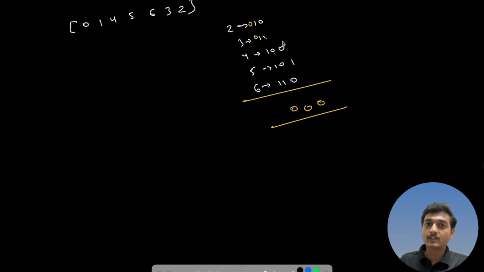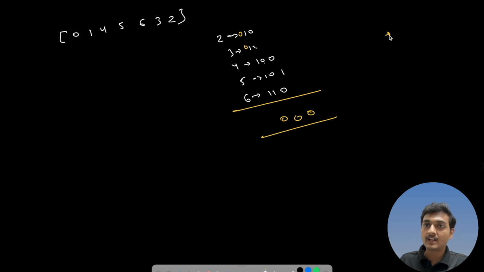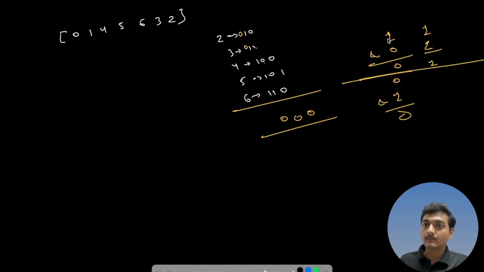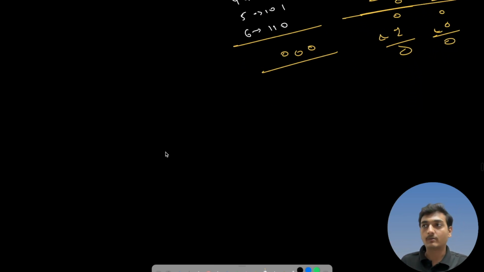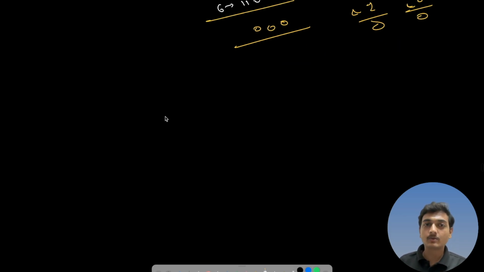If you don't know what a bitwise AND operation is, if I'm performing bitwise AND on two numbers, only if both of the numbers are 1 will I get 1. Otherwise, I will get 0. So 0 and 0 is 0, 1 and 0 is 0, 1 and 1 is 1, 0 and 1 is 0, and 0 and 0 is also 0. So this is basically the definition of the bitwise AND operation. So let's quickly write pseudocode for this question.